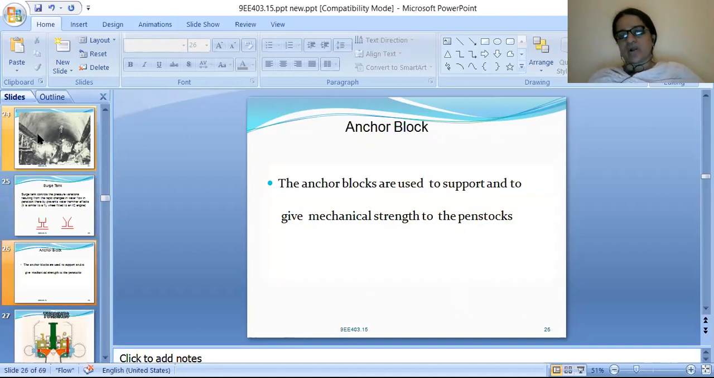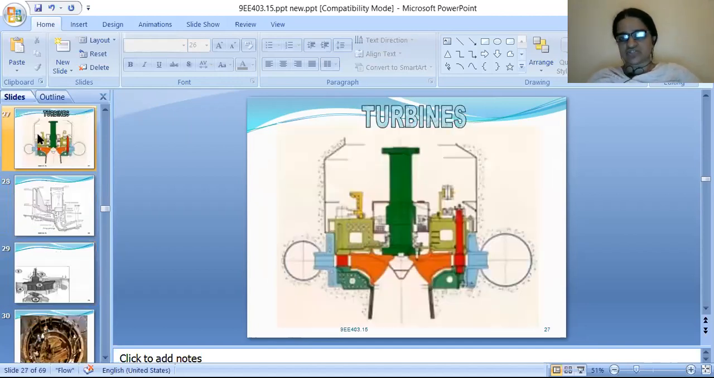Next is the anchor block. The anchor blocks are used to support and to give mechanical strength to penstocks. Whatever the penstocks are there, it is just like a pipe. For that pipe to be strong, to be in a stiff manner, you need to provide anchor blocks to the penstocks.